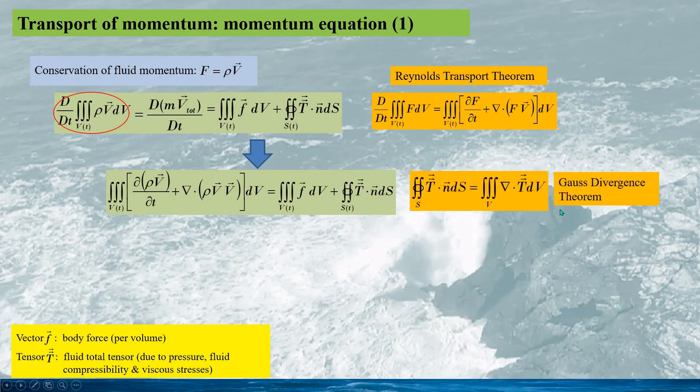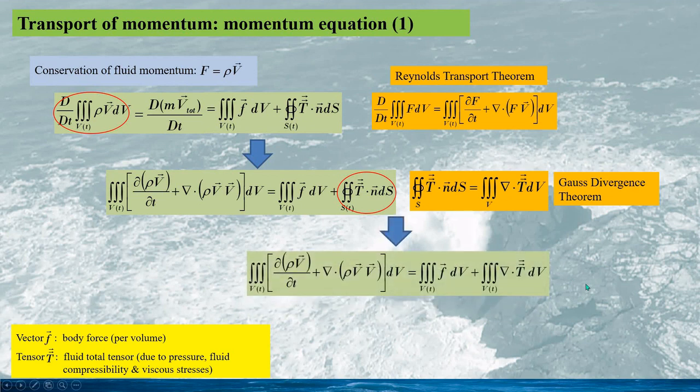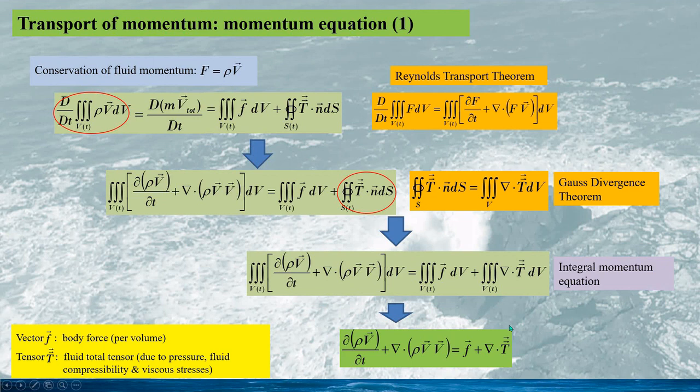Now we can apply the Gauss divergence theorem for this term, so we can change the integral of the surface into the volume integral of the tensor divergence. So we have the integral equation for the momentum. From this, we can easily derive the differential momentum equation as this. Here, double vector v is actually a tensor.